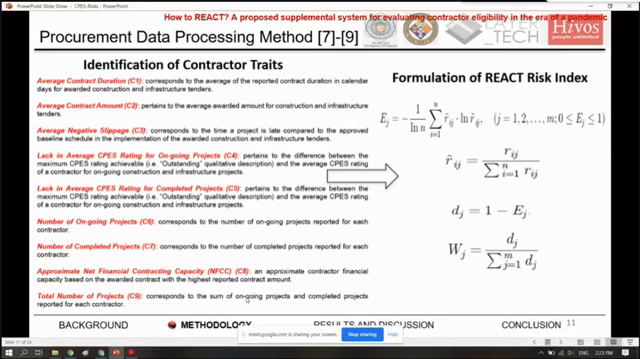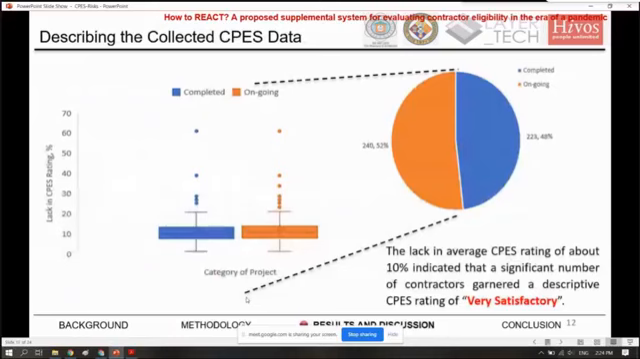You might notice that C9 is simply the combination of C6 and C7. We specifically included that in order for our mathematical model to stand. Shown in the right part of your screen is the mathematical formula for the entropy approach that we used in this study. So for the results, the data that we had shows that most of our contractors got a very satisfactory rating for CPES.